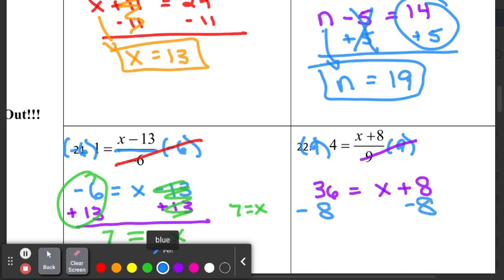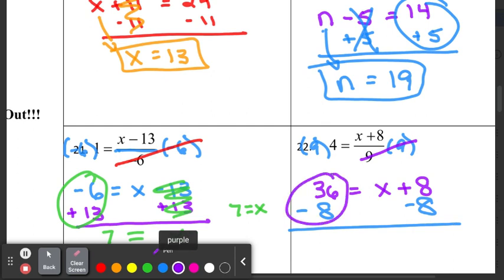Whatever you do on one side, you do on the other. 36 minus 8 is 28 equals, bring down your x. And then these 8's cancel out.